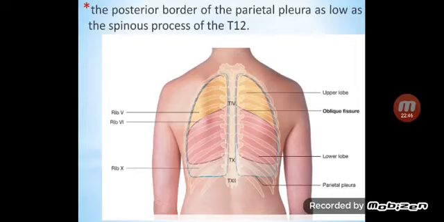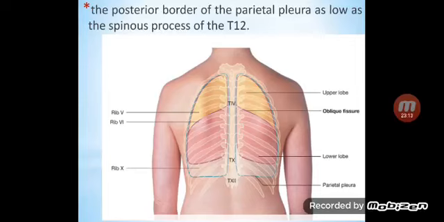The surface marking of the lungs is the same as that of the parietal pleura. But what is the difference? The difference is only the inferior border. Only the inferior border of the lung surface marking is different from that of the parietal pleura.